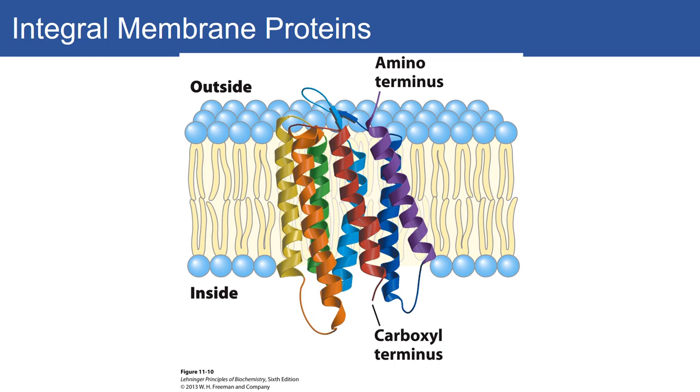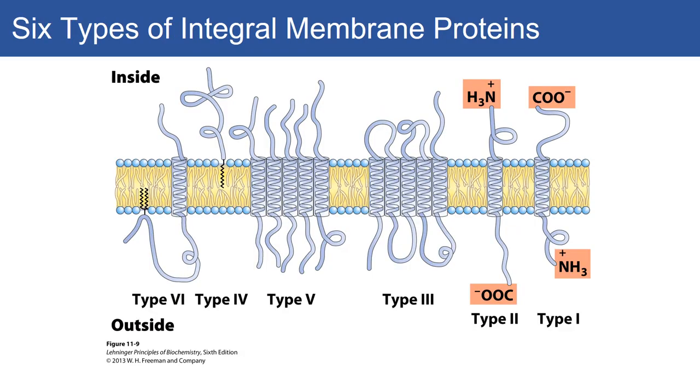So, integral membrane proteins, receptors commonly. There are six types of these, and you can see them generally here. Type 6 is on the left. We have one spanning alpha helix domain. We have a GPI anchor on the cytosolic side, and we have a cytosolic arm, or an arm that goes into the extracellular matrix. So that's type 6.